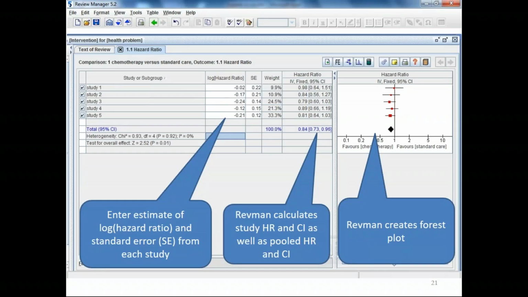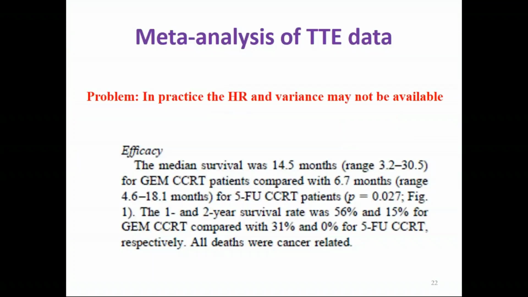On this slide, you can see the kind of information that you need to input into RevMan, and also what results are displayed in RevMan. So there are 5 studies here, and we're inputting the log hazard ratio and standard error, which are provided there in those white boxes. Then RevMan will calculate the study level hazard ratio and confidence interval, as well as the pooled hazard ratio and confidence interval, which is shown in blue there. And also RevMan will create the corresponding forest plot for that analysis. And that will be very similar in other software packages as well.